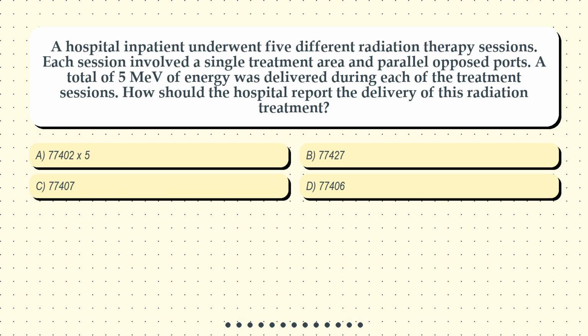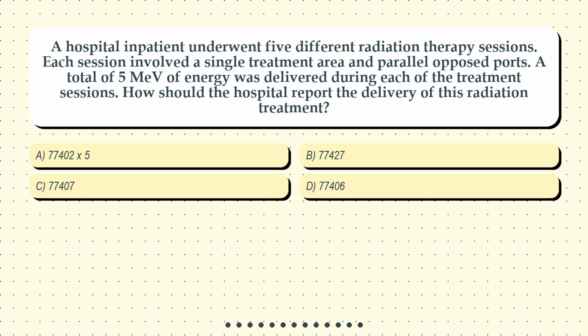Question 1. A hospital inpatient underwent 5 different radiation therapy sessions. Each session involved a single treatment area and parallel opposed ports. A total of 5 MeV of energy was delivered during each of the treatment sessions. How should the hospital report the delivery of this radiation treatment?